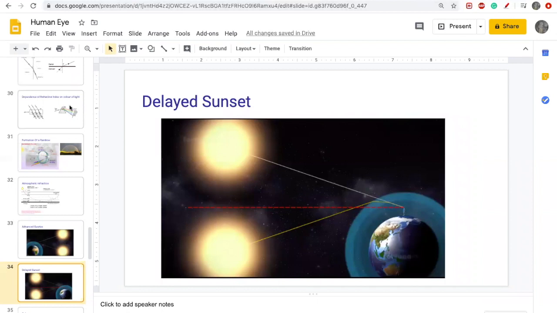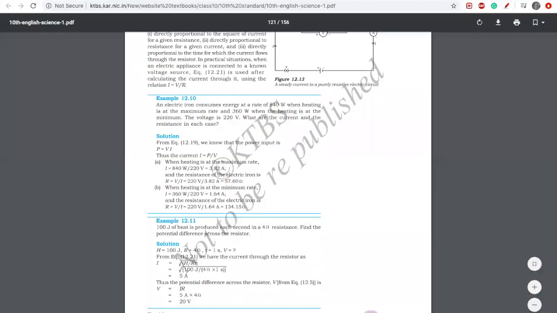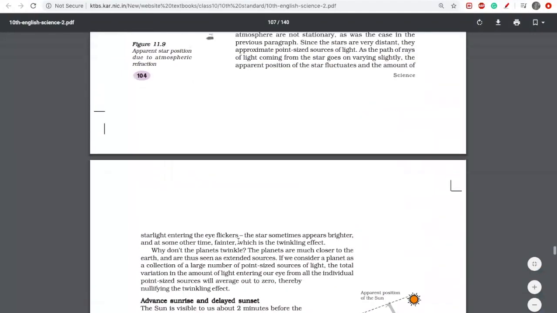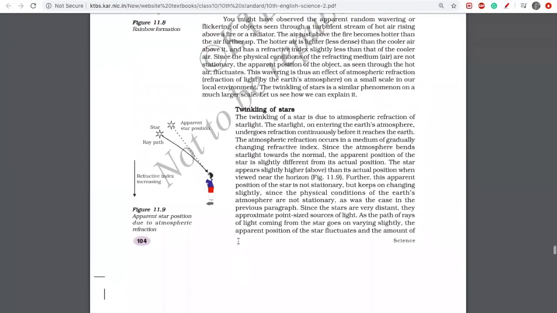Just like that, we saw in the homa some wavy nature, right? Similarly, that is the reason in the atmosphere also, because there are different layers of air, the stars appear to twinkle because of the atmosphere. Okay, this is due to atmospheric refraction.